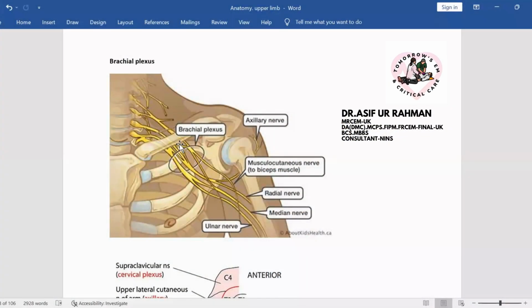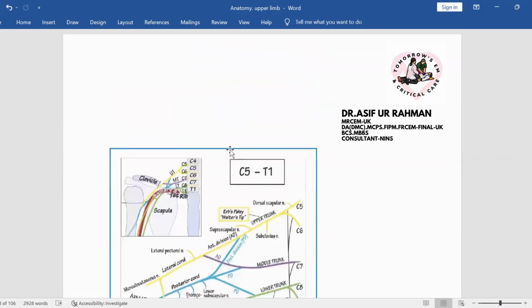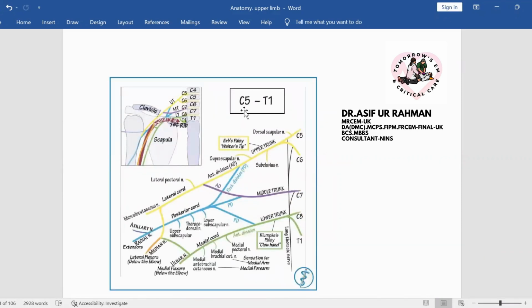The brachial plexus is formed by the ventral ramus, not the dorsal ramus, of C5 to T1. Ventral ramus of cervical 5 to thoracic 1. Clear? So root, trunk, division, and cords. How many roots here? Five roots. That means C5 to thoracic 1, isn't it?